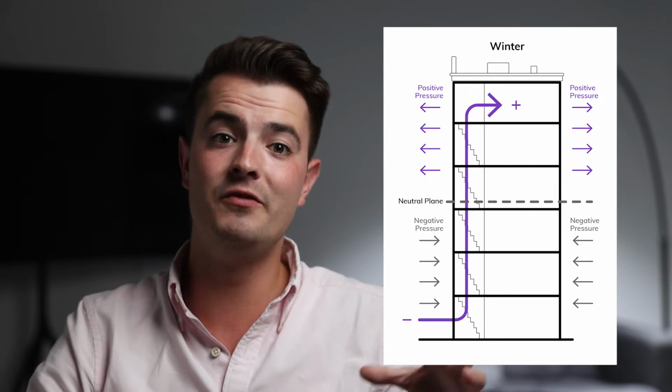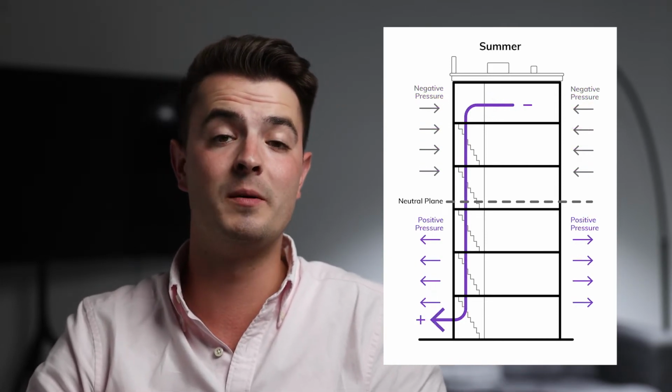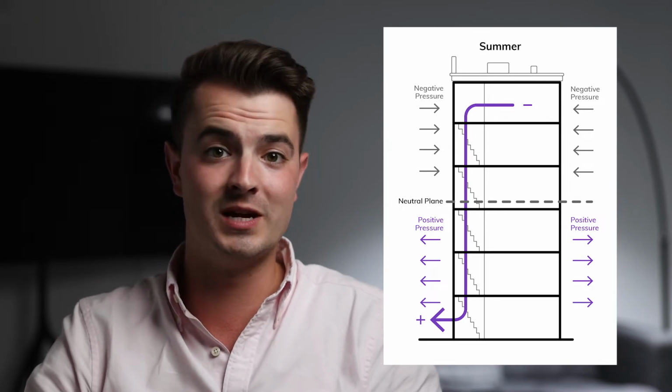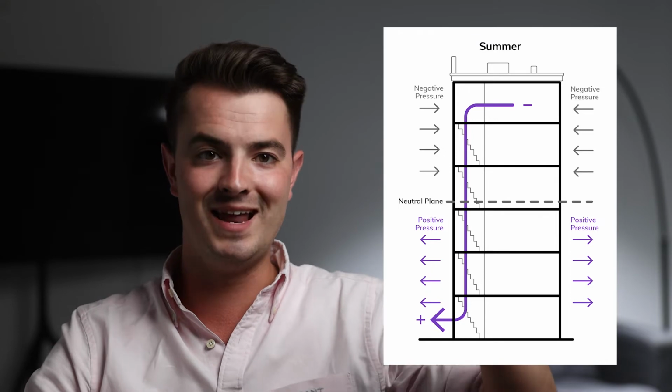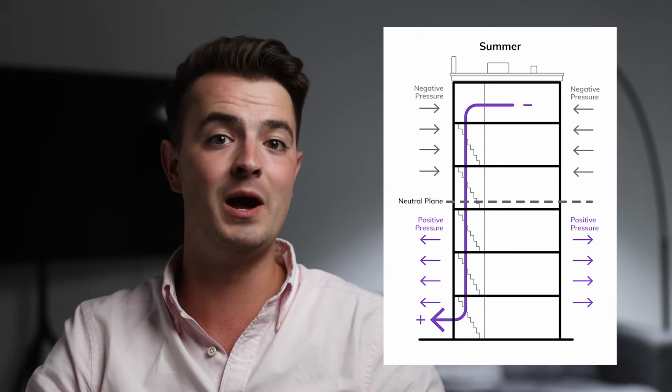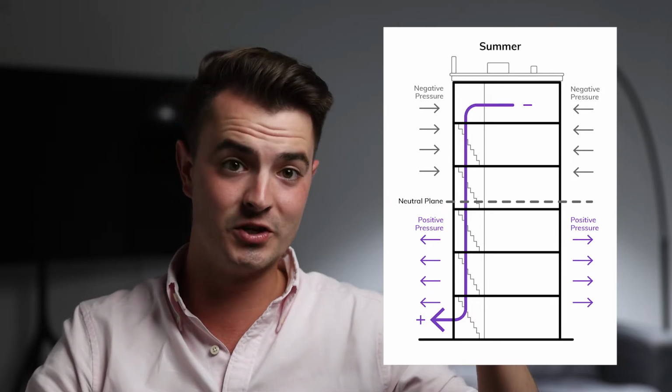If the temperatures were to change and it became much hotter outside, then the air in the stair core would become comparably cooler and the reverse would happen. Cool air sinks, so there'd be greater air pressure at the bottom of the stair and less pressure at the top of the stair. Air would therefore travel down the stair core and we'd have an outflow at the bottom and an inflow at the top.